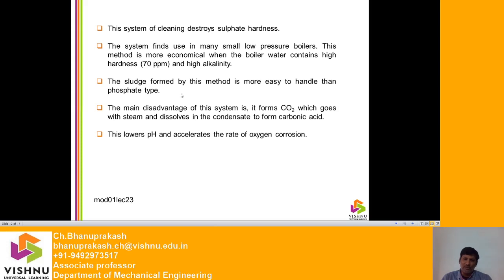What is the main disadvantage here? The main disadvantage of the system is that it forms carbon dioxide, CO2, which goes with the steam and dissolves in the condensate to form carbonic acid. So what is the problem with carbonic acid? It lowers the pH and accelerates the rate of oxygen corrosion. So it causes corrosion.